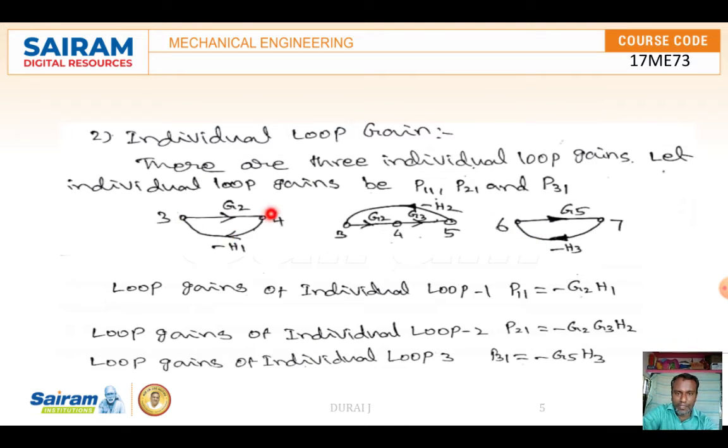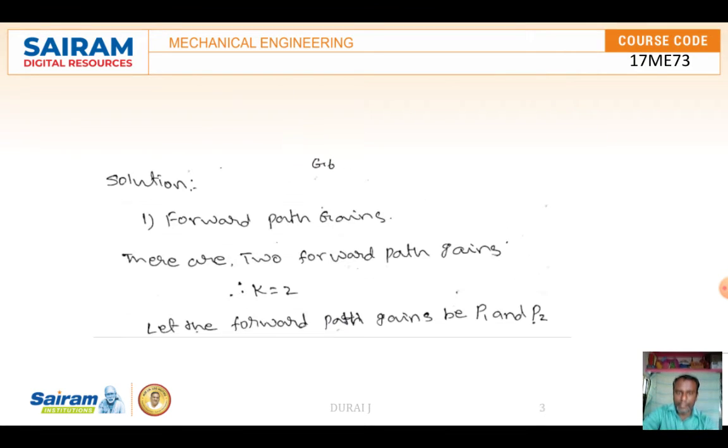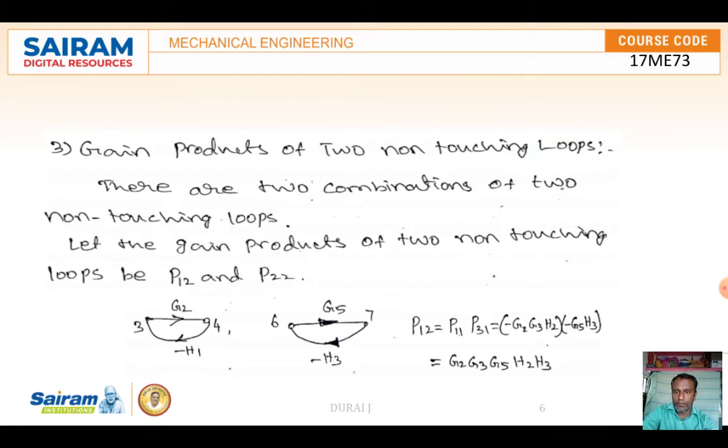Now, which of these are non-touching loops? See over here, nodes 3 and 4 are there, so these two individual loops are touching over here. But check 3 4 3 and 6 7 6: no node is common, so these two loops are not touching. For the second one, we check 3 4 3 and 6 7 6. So P12 is equal to P11 into P31, which is minus G2 H1 into minus G5 H3.